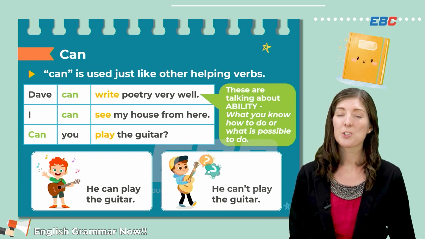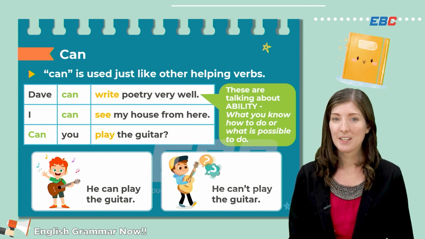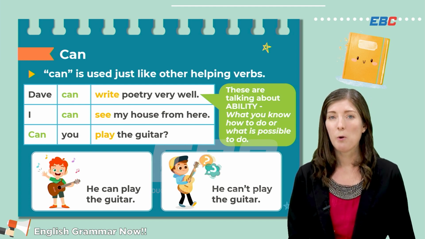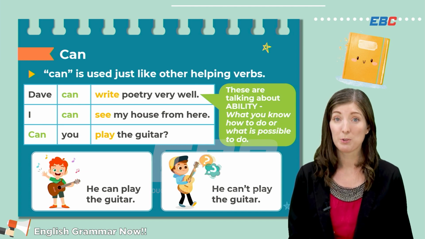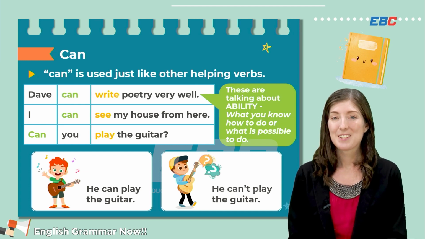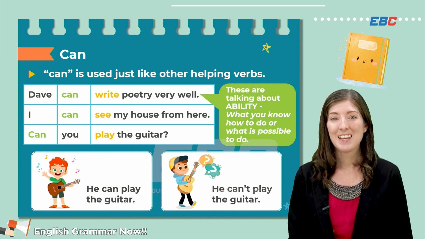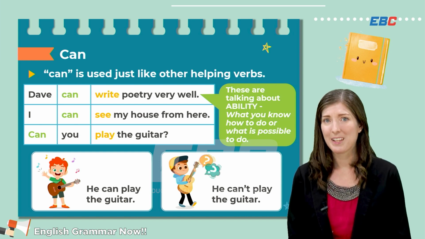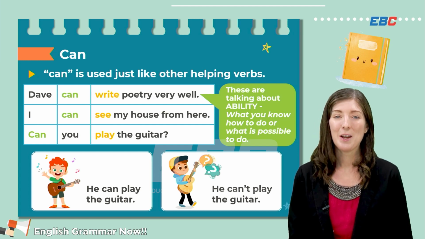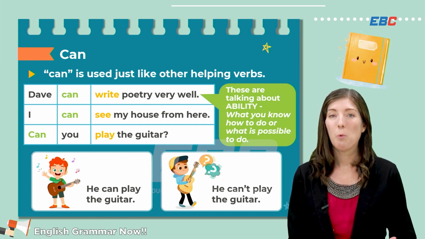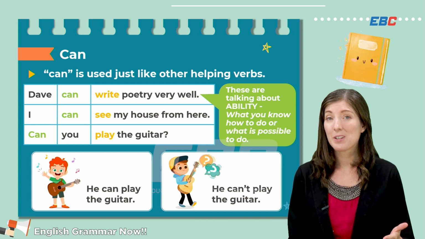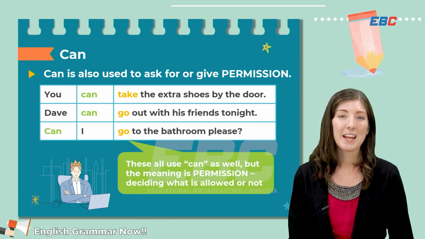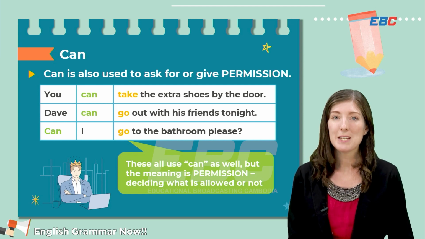All of these are talking about ability. Ability means what you know how to do or what is generally possible to do. So we have a couple of examples. He can play the guitar. He can't play the guitar. We can use it to describe what we know how to do or what is possible. We can also use can with a different meaning.